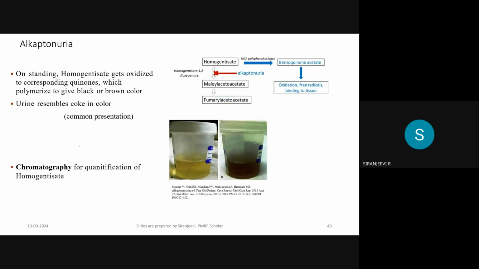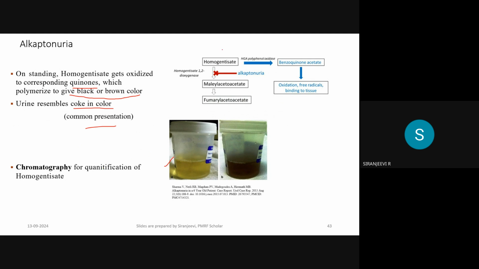Homogentisate accumulates in the tissues and blood, and it is excreted in the urine. Due to the presence of more homogentisate in the body, it gets oxidized to the corresponding quinones, which polymerize to give a black or brown color. That's why alkaptonuria patients have urine that turns cola in color, which is the common representation that you can see here. And usually we do chromatography for the quantification of homogentisate in the urine itself.